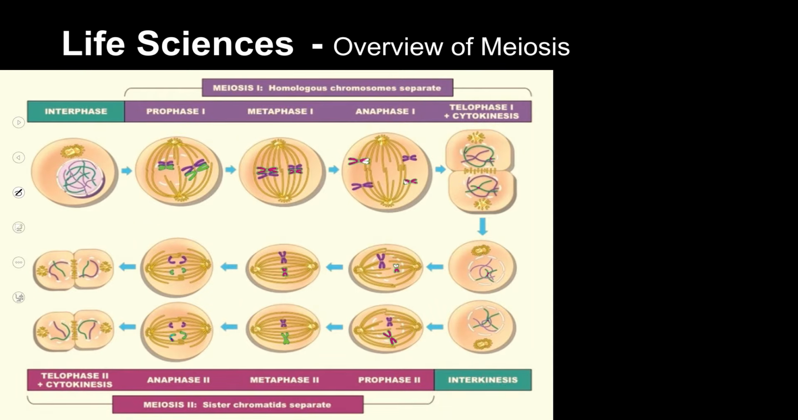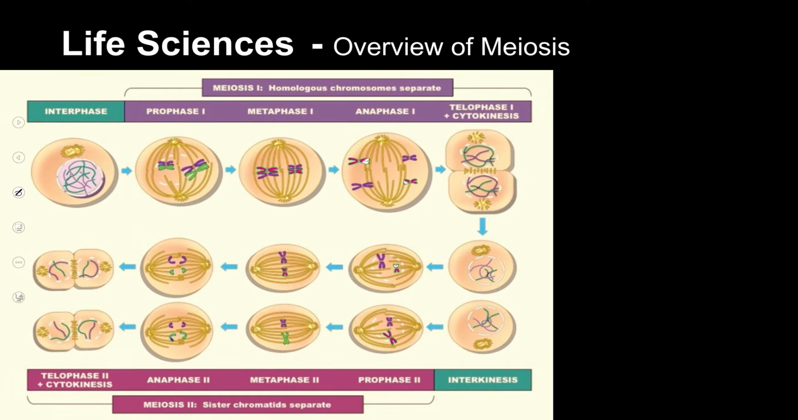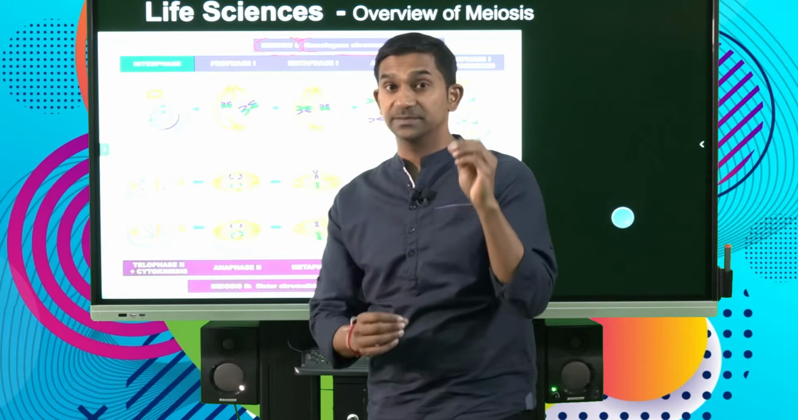So as I mentioned, when we look at meiosis, it occurs in two different phases. And I'm going to make sure that I've selected the right color so that it makes it easier for you to see. So during meiosis I, we find that the homologous chromosomes separate. And that's key to identifying why the chromosome numbers reduce.